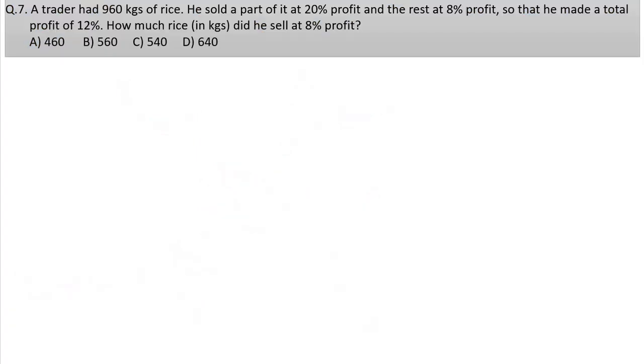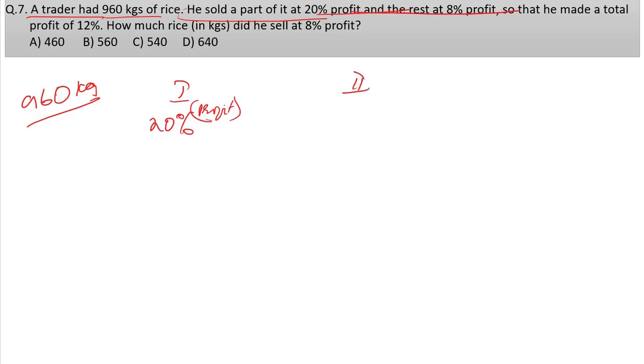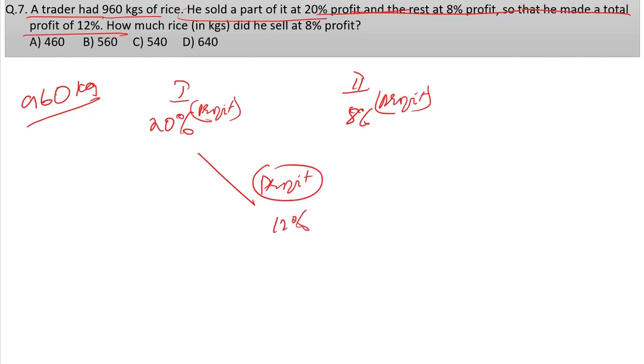In the next question, we have a trader who had 960 kg of rice. We have quantity 960 kg of rice, and he sold part of it at 20% profit. The first part he sold at 20% profit, and the second part, the remainder, he sold at 8% profit, so that he made a total profit of 12%. Let us take the difference here. There is the quantity.